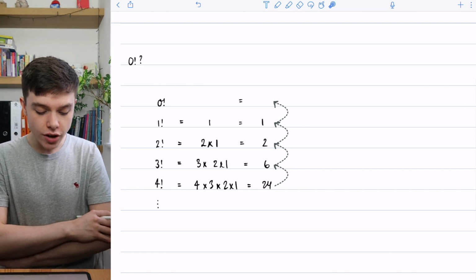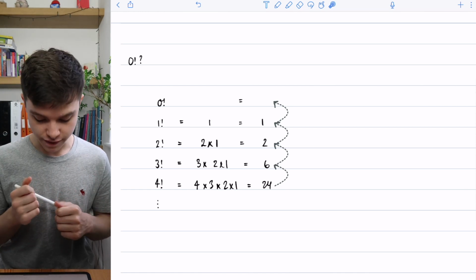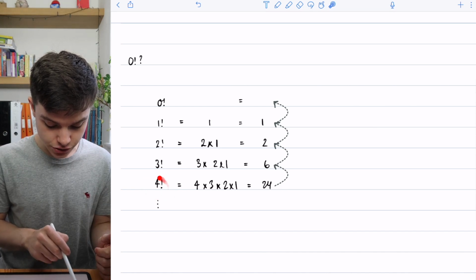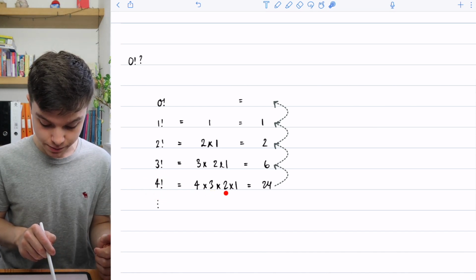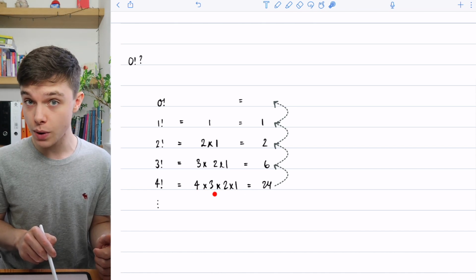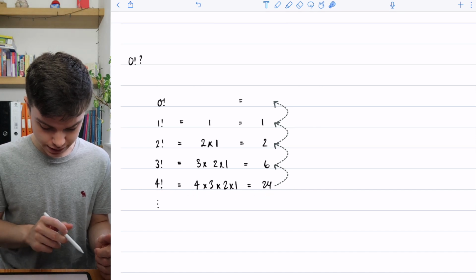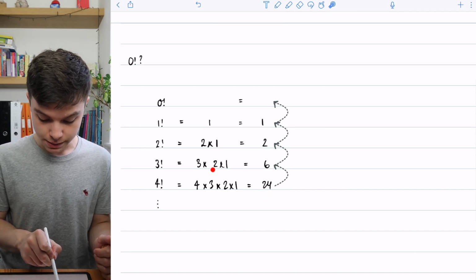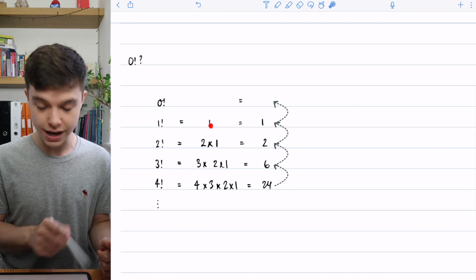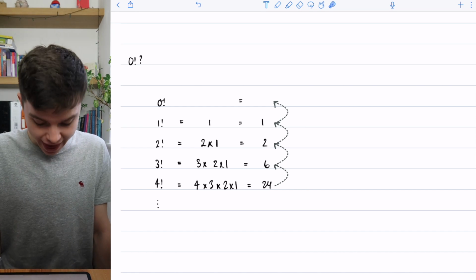So I've got here 1 factorial, 2 factorial, 3 factorial and 4 factorial, and I've got what those are equal to. 4 factorial is just 4 times 3 times 2 times 1. Work out what that is. 4 times 3 is 12, times 2 is 24. So that's what 4 factorial is. 3 factorial is just 3 times 2 times 1. 2 factorial is 2 times 1. 1 factorial, we just discussed, is 1. Okay? So that's what we've got going on there.